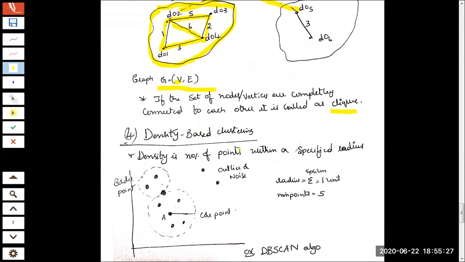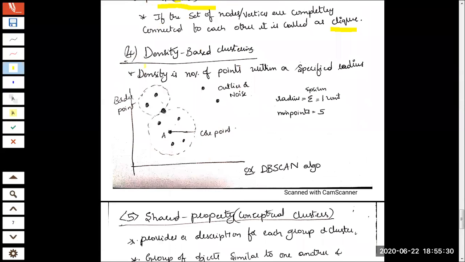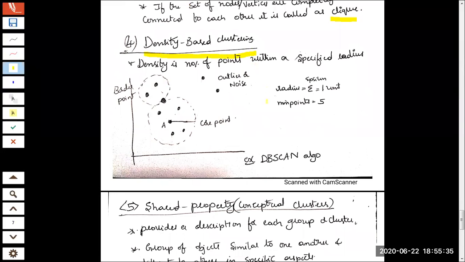Next, continuing with our discussion, the next type of cluster is density based cluster. So what is density based cluster? You can see the data points represented on this graph. You choose a point which we will call a core point. For example, I have chosen this point A. So this will be my core point. Define a radius, for example, here I have defined the radius as 1 unit, or epsilon distance. So this is the radius of 1 unit.